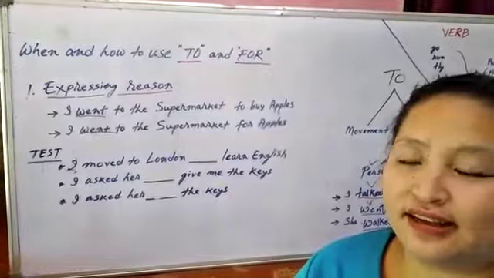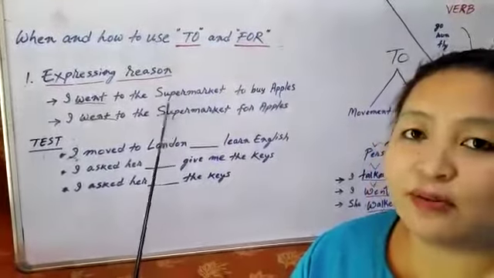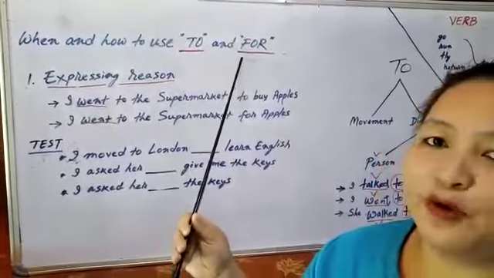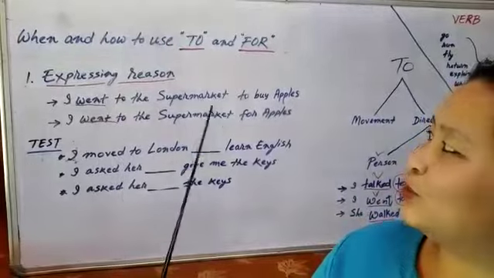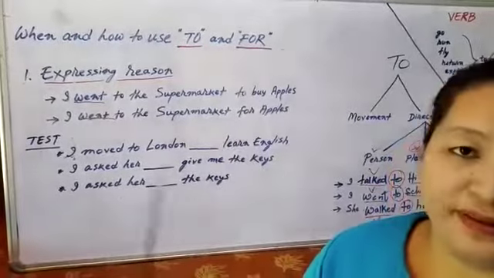Again, we'll see two sentences with different meanings and different uses of "to" and "for". Okay, I went to the supermarket to buy apples. I went to the supermarket for apples.